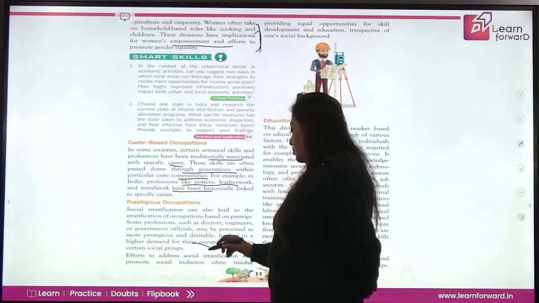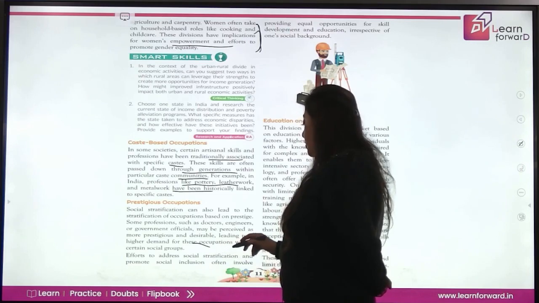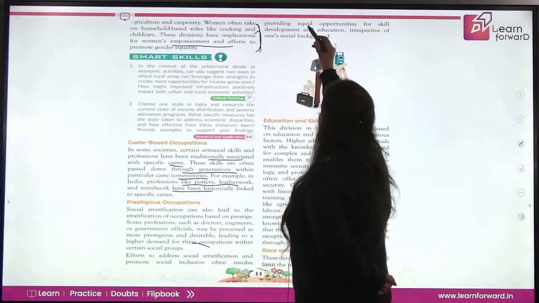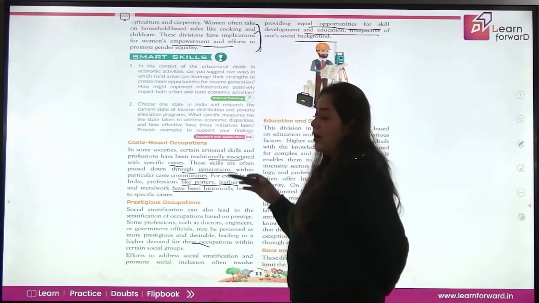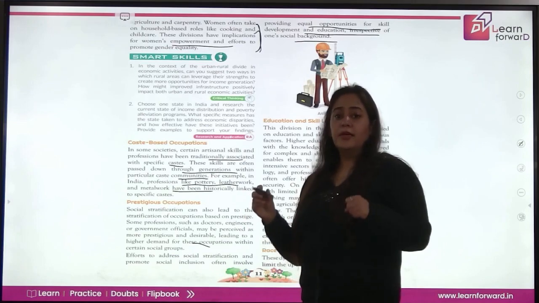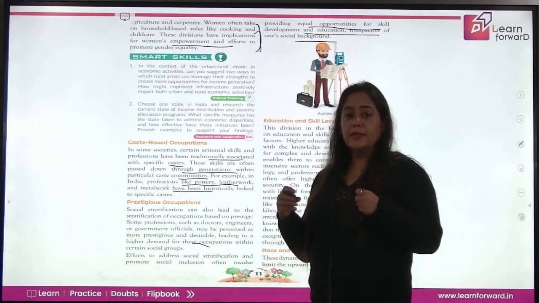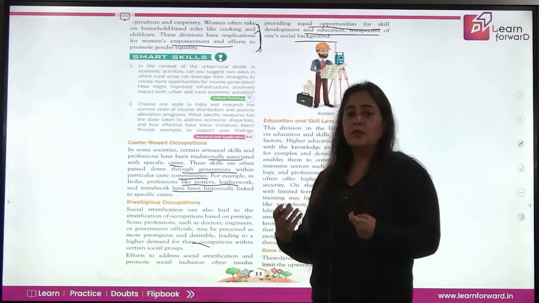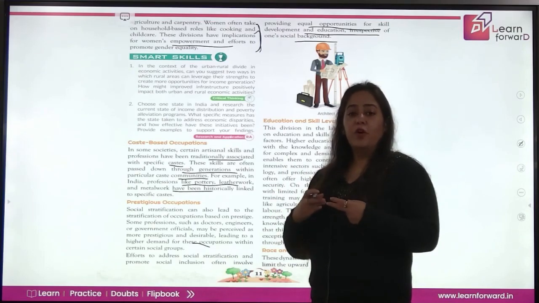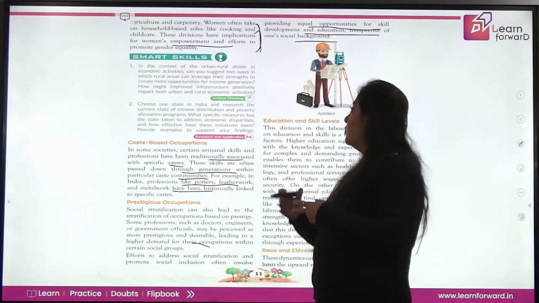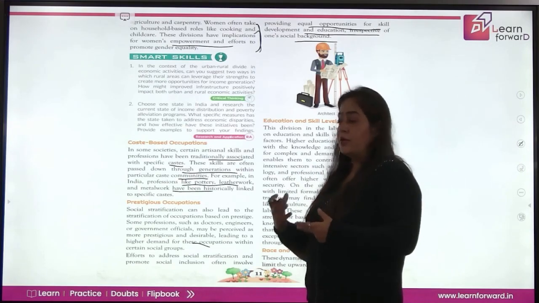Efforts to address social stratification to promote social inclusion often involve providing equal opportunities for skill development and education irrespective of one's social background. तो हम कह रहे हैं कि आप income में जो disparities है इसको कैसे kill कर सकते हैं. We provide universal services to everyone. Then second, we also provide universal right to proper education also.